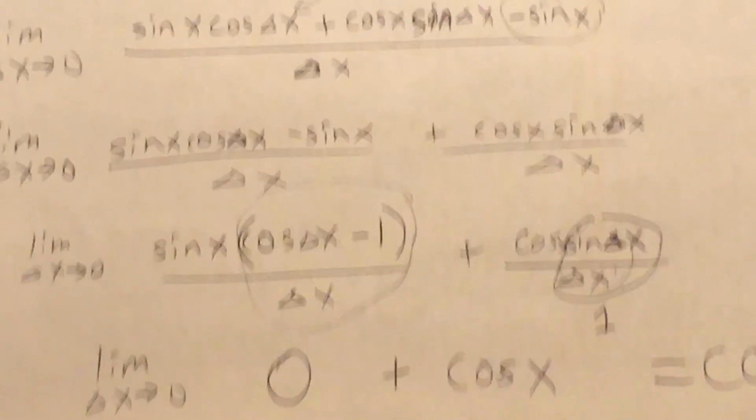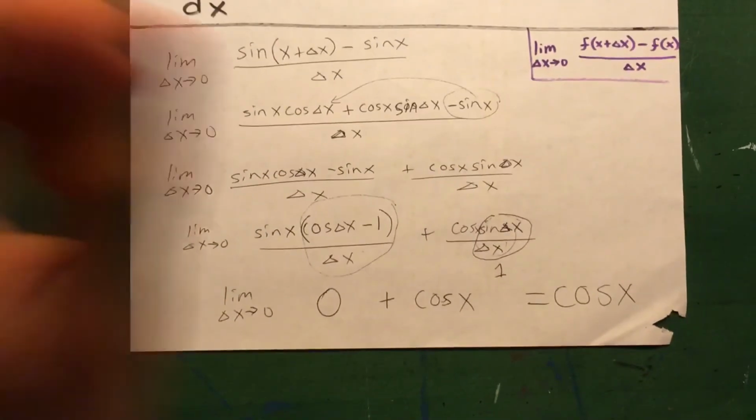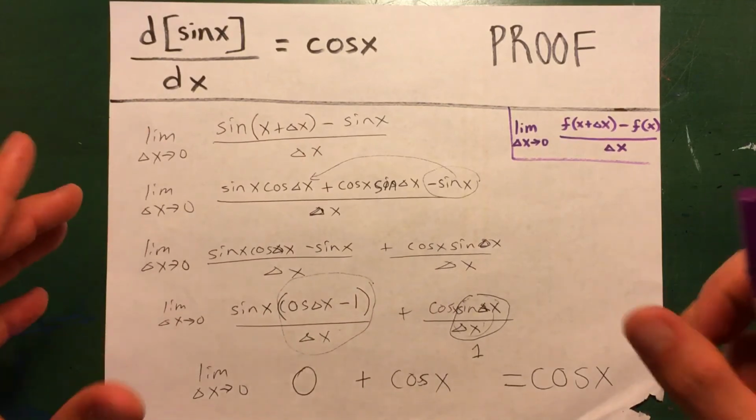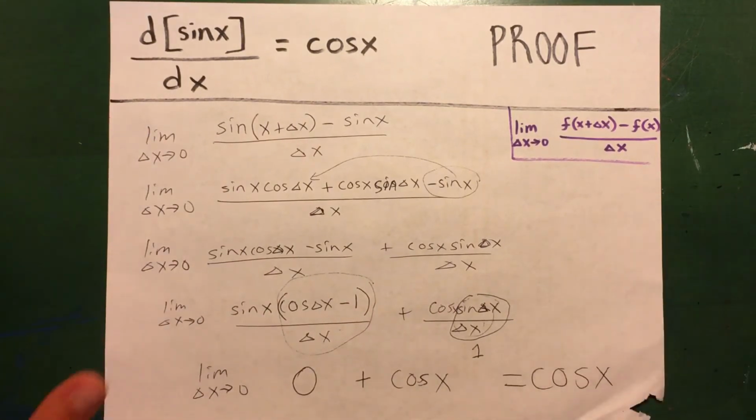That shows you the proof that the derivative of sine of x with respect to x is equal to cosine of x. So you can go ahead and screenshot this, take a look at this, pause the video, and rework it on your own for better practice.